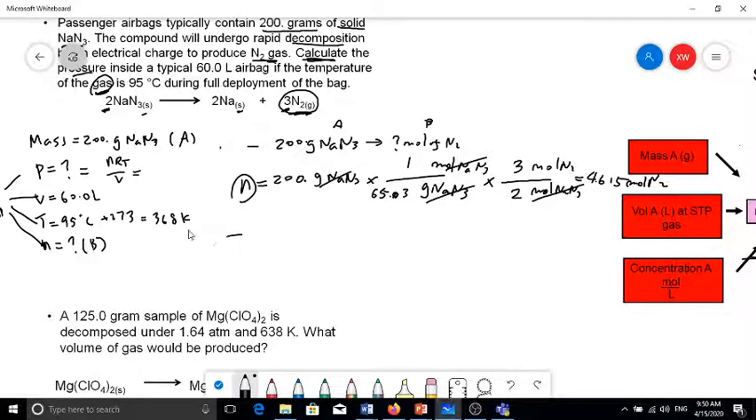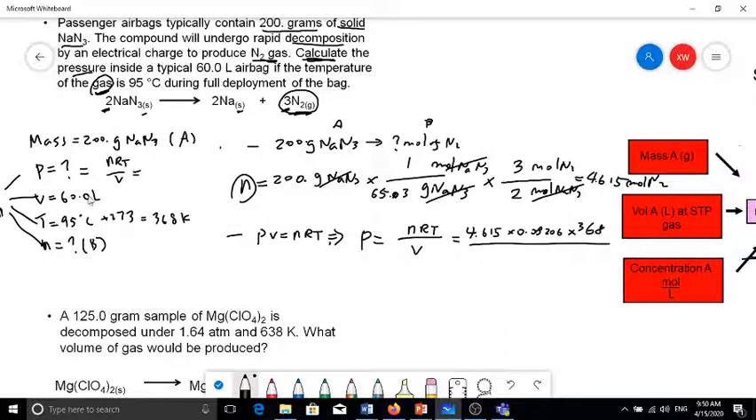So that's the first half. The first half is to find out the n, the stoichiometry part. The second part is the gas law part, which is going to be PV equals nRT, and you're looking to calculate the pressure. So we're looking for pressure equals nRT over V, and we have everything. Mole is 4.615. R is a given constant. Temperature is 368, and the volume is 60 liters.